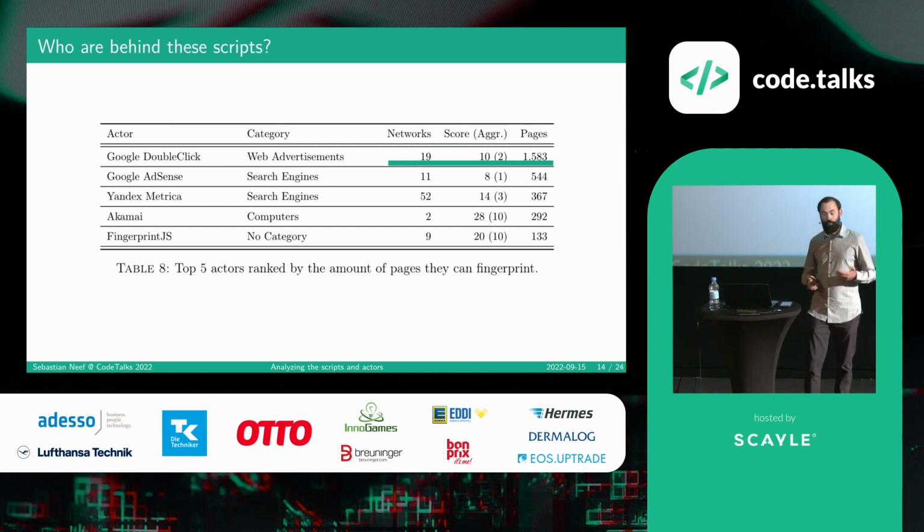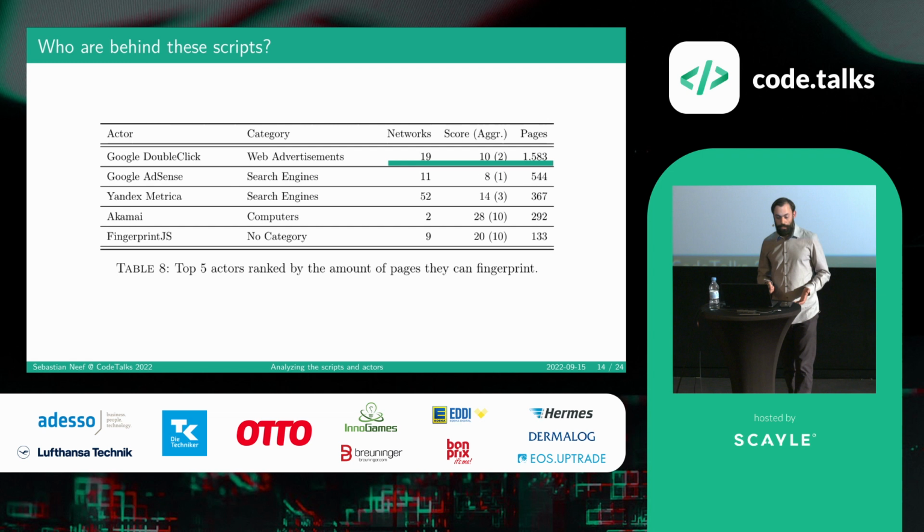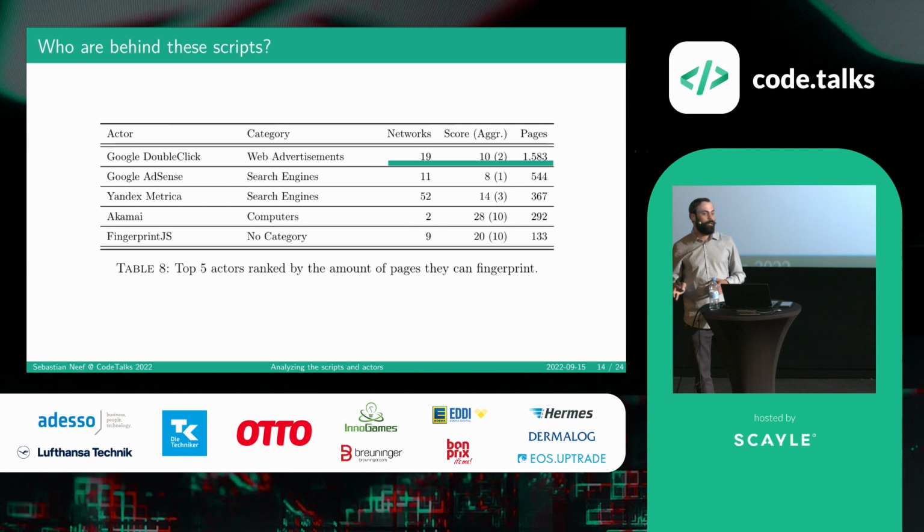So again, some do a lot of fingerprinting, some do less fingerprinting. The funny thing is, according to the Google AdSense or DoubleClick policies, you are not allowed to include any fingerprinting or tracking code into your ads or anything. But apparently, they still access some properties.